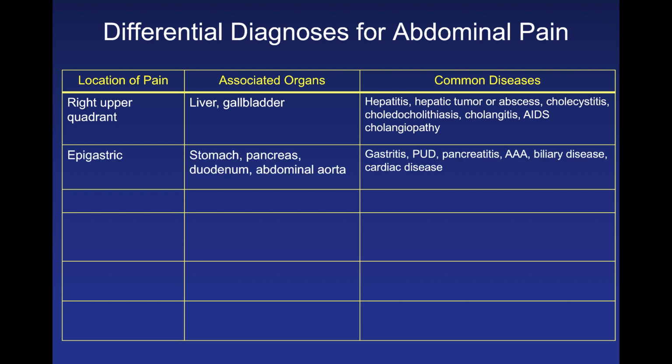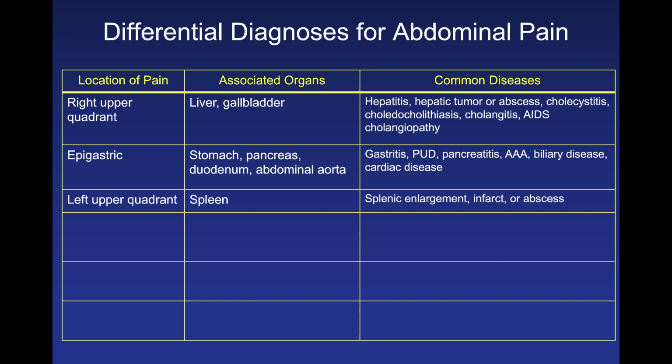If the pain is epigastric, remember that's the stomach, the pancreas, the duodenum, and the abdominal aorta. So ask yourself, is this patient potentially suffering from gastritis? Could they have peptic ulcer disease? Is the pain really sharp and stabbing? Does it go to the back? Could they have an abdominal aortic aneurysm? Do they have a history of alcohol intake? Could this be pancreatitis or stone disease? And again, remember cardiac disease as a potential cause of epigastric pain as well.